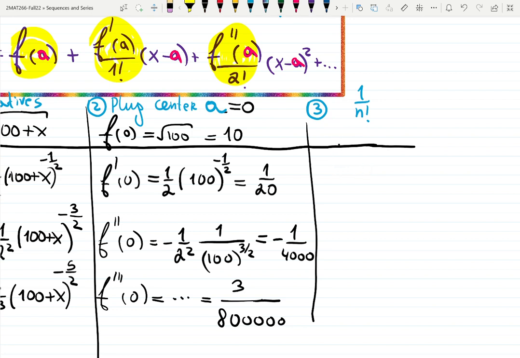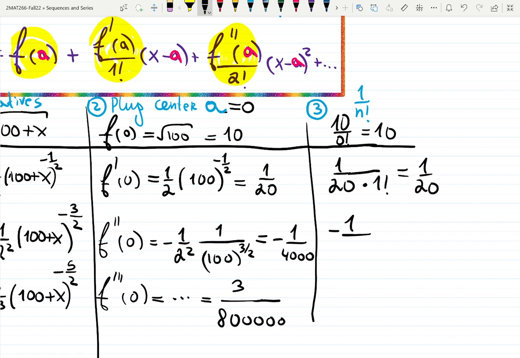What I'm going to do instead, I will have this. 10 divided by 0 factorial is the same as 10, and the other one also stays the same. I just memorized that the first and the second stay the same, and the third one is divided by 2, and the fourth one divided by 6. Let's see why. So I will have 1 over 20 divided by 1 factorial. That's 1 over 20. Then I have minus 1 over 4,000 divided by 2 factorial. But 2 factorial is 2.